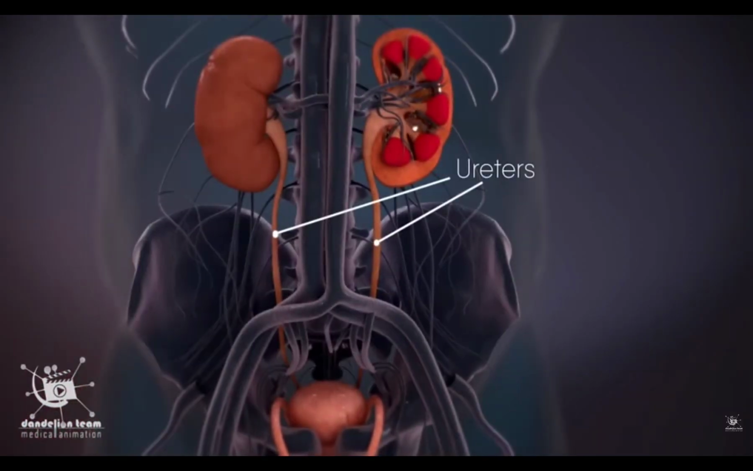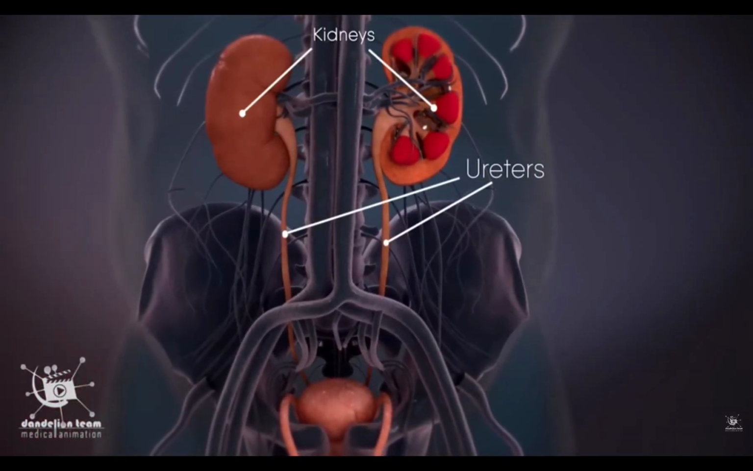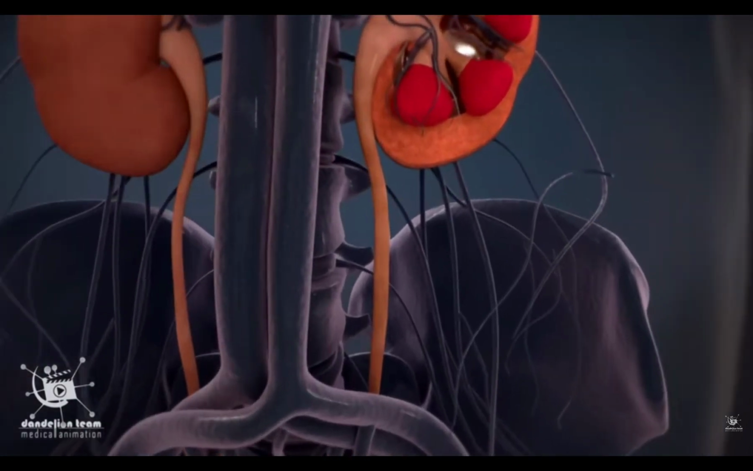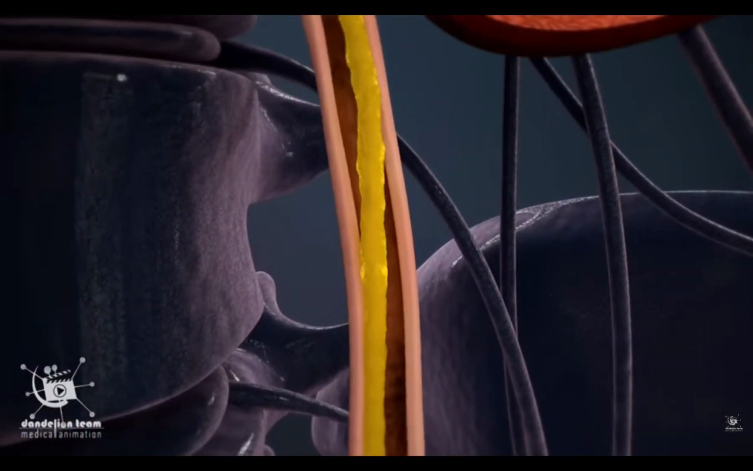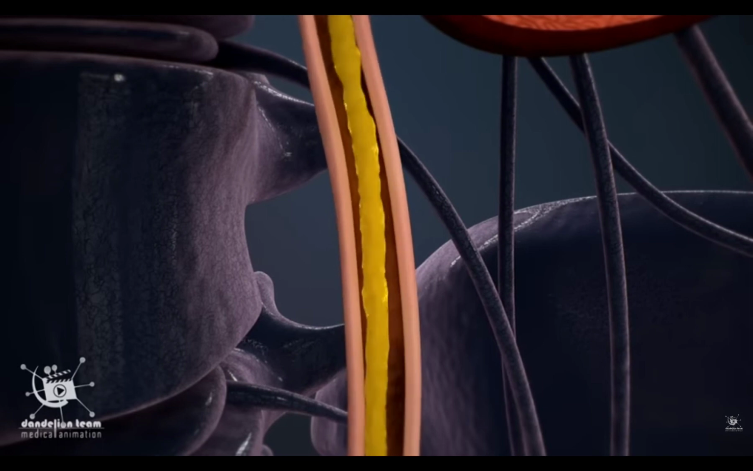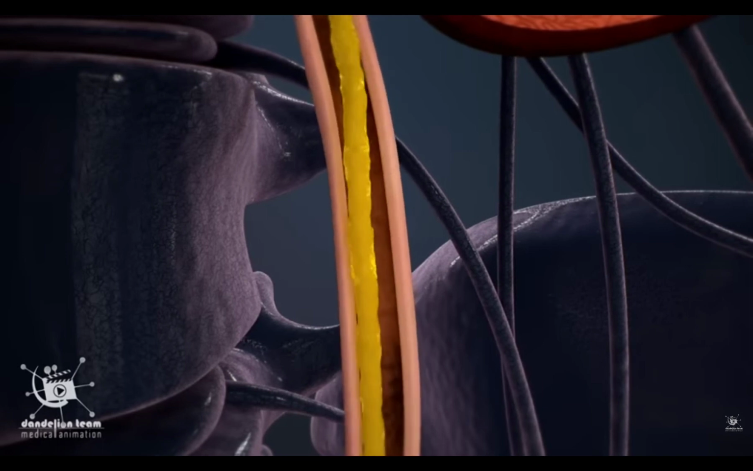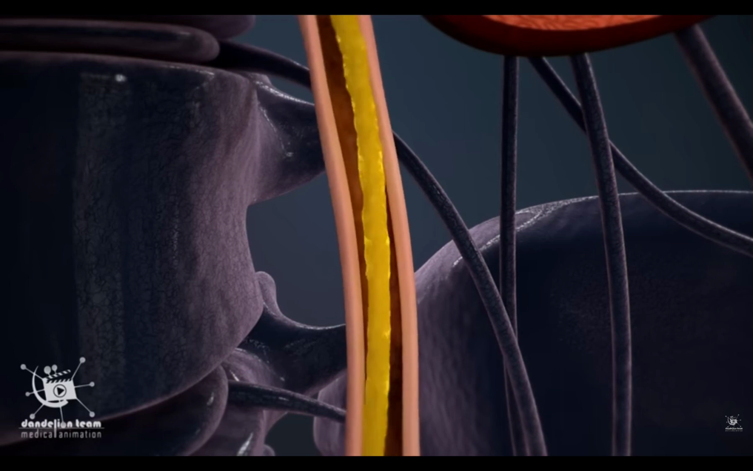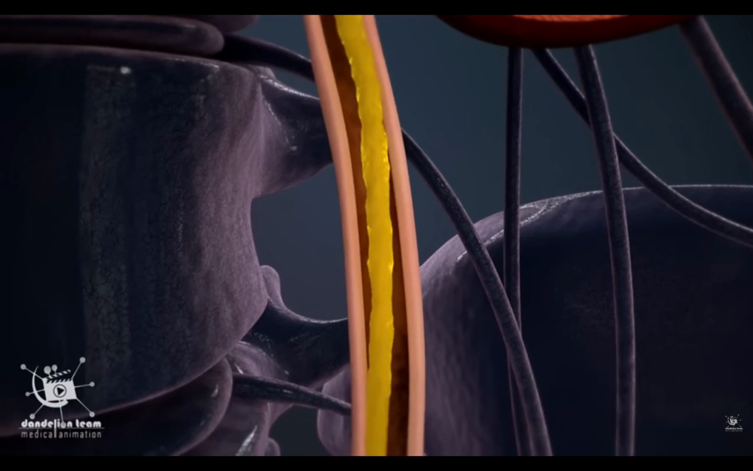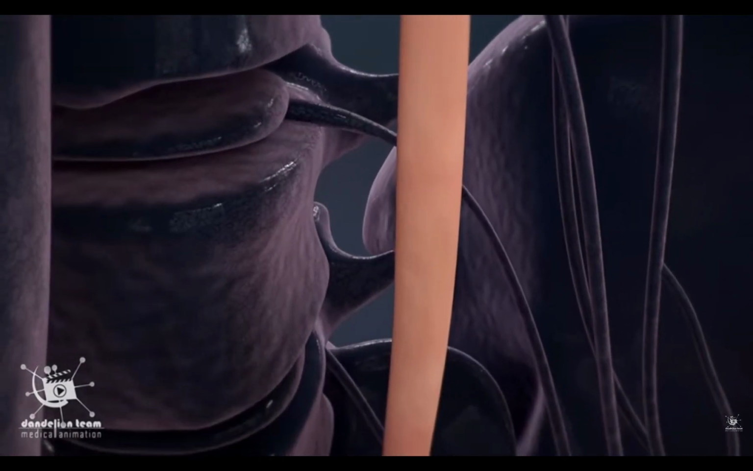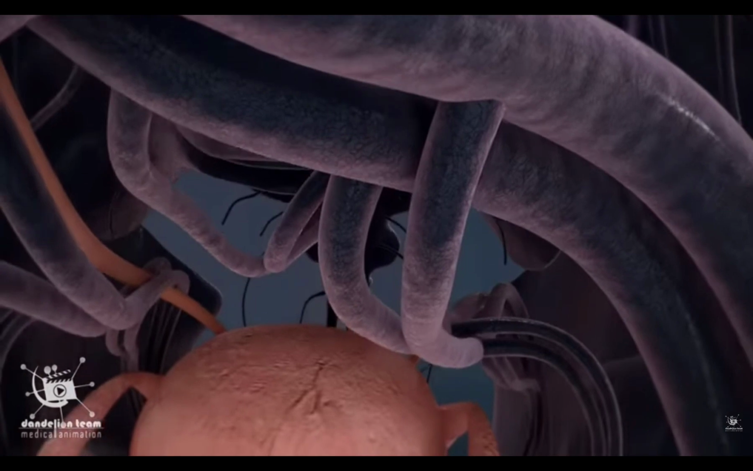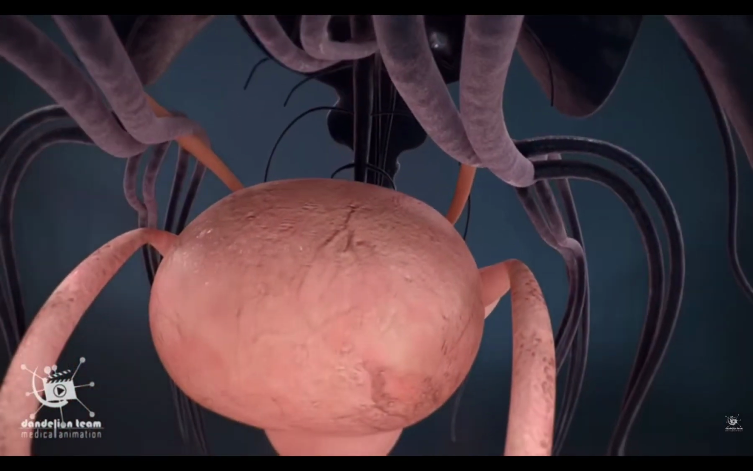The ureters are narrow tubes that carry urine from the kidneys to the bladder. Muscles in the ureter walls continually tighten and relax, forcing urine downward, away from the kidneys, not allowing it to back up or stand still. The urine then enters the bladder.